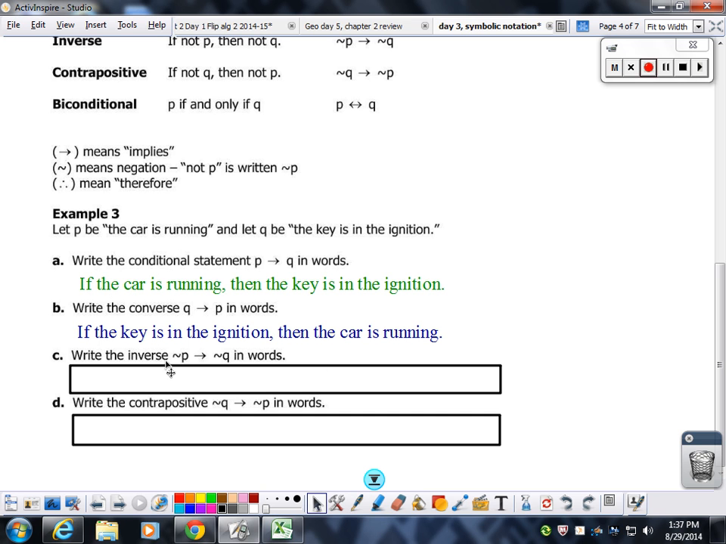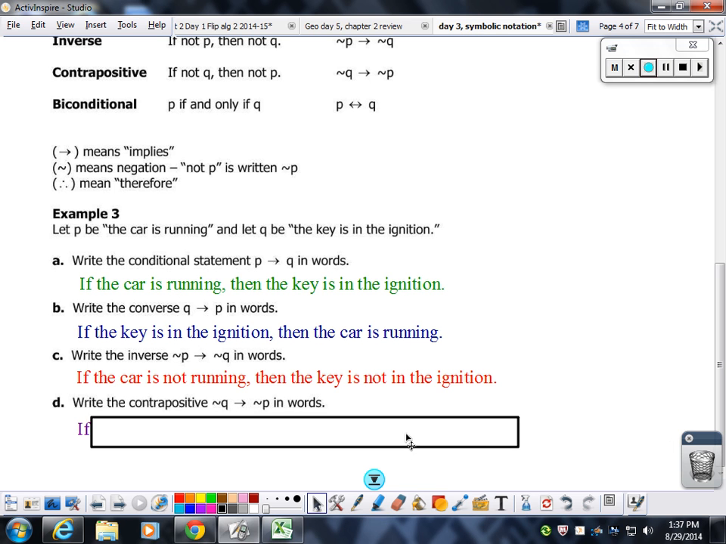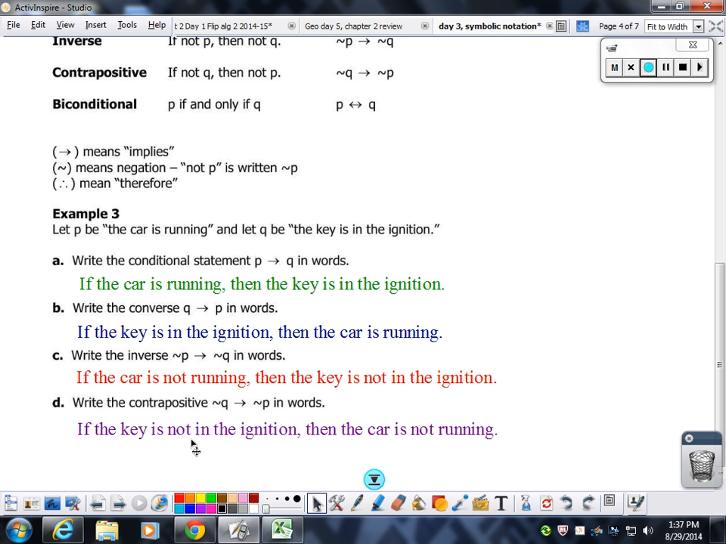The inverse of the original conditional statement, or not P implies not Q, would be, if the car is not running, then the key is not in the ignition. And statement number 4, the contrapositive, not Q implies not P, would be, if the key is not in the ignition, then the car is not running.